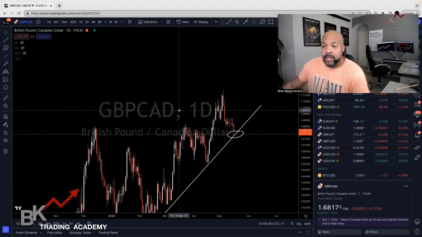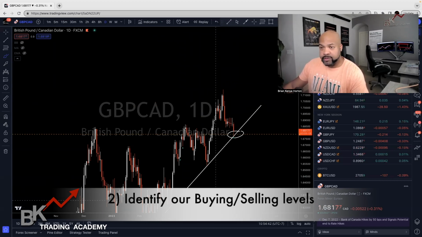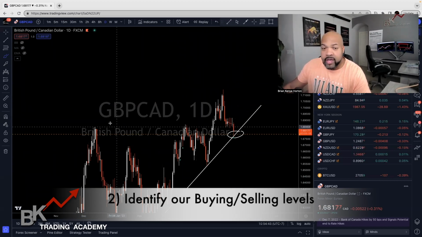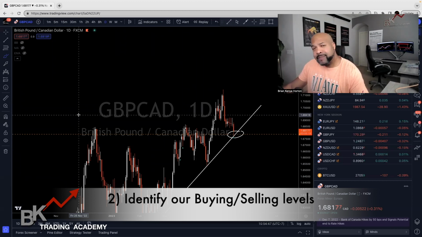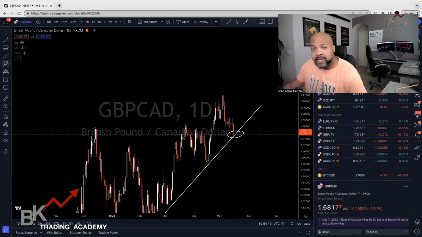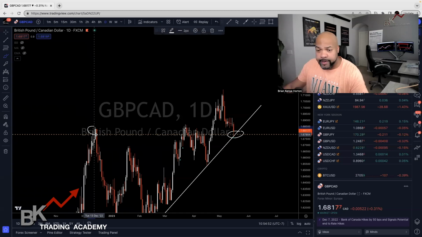Number 2 is, now where is price going to go? We want to identify our levels. Number 2, identify our levels. I'm going to make it really simple because sometimes it's very difficult to identify levels. So this is what I'm going to show you here. We're going to just identify levels that stick out. And what I mean by that is it's a loner.